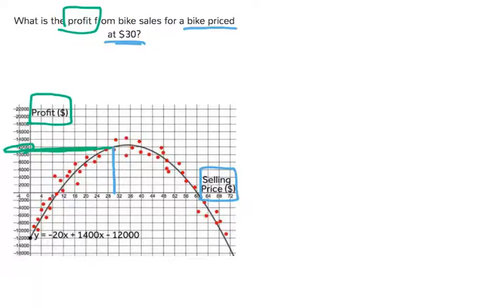I can also verify this and find it more exactly by looking at my equation for the line of best fit, which is negative 20x squared plus 1400x minus 12,000. That's the equation for this line of best fit here. So I can find that point on the graph simply by solving the equation like this.